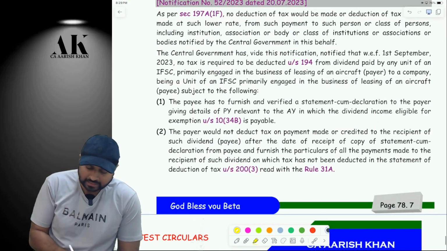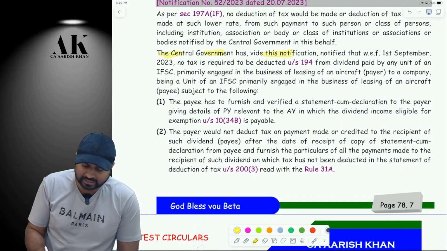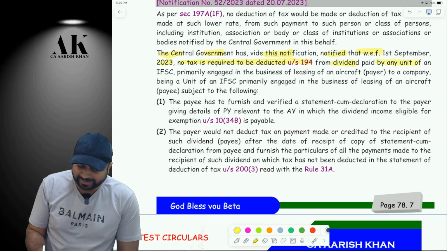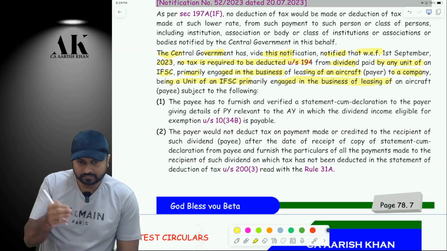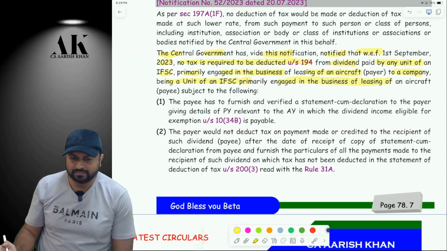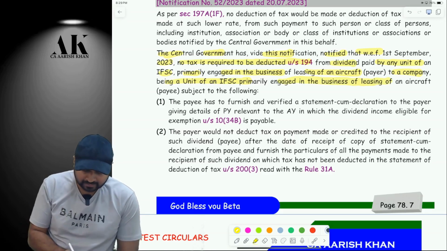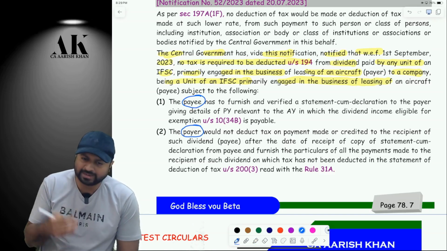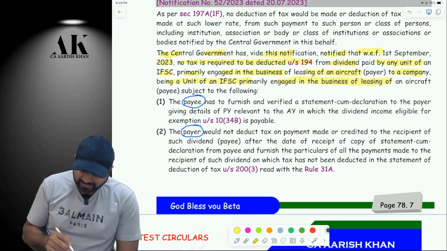Check it please. The Central Government vide notification notified that with effect from 1st September 2023, no tax is required to be deducted under 194 from dividend paid by any unit of an IFSC primarily engaged in the business of leasing of an aircraft to a company being a unit of an IFSC again engaged in the business of leasing of aircraft, subject to 2 conditions. The first condition has to be fulfilled by the payee and the second condition has to be fulfilled by the payer.